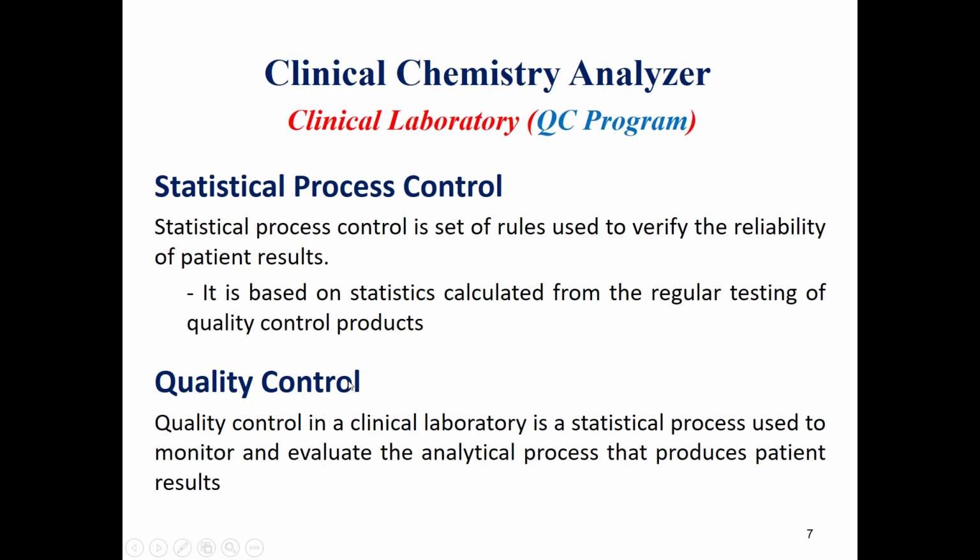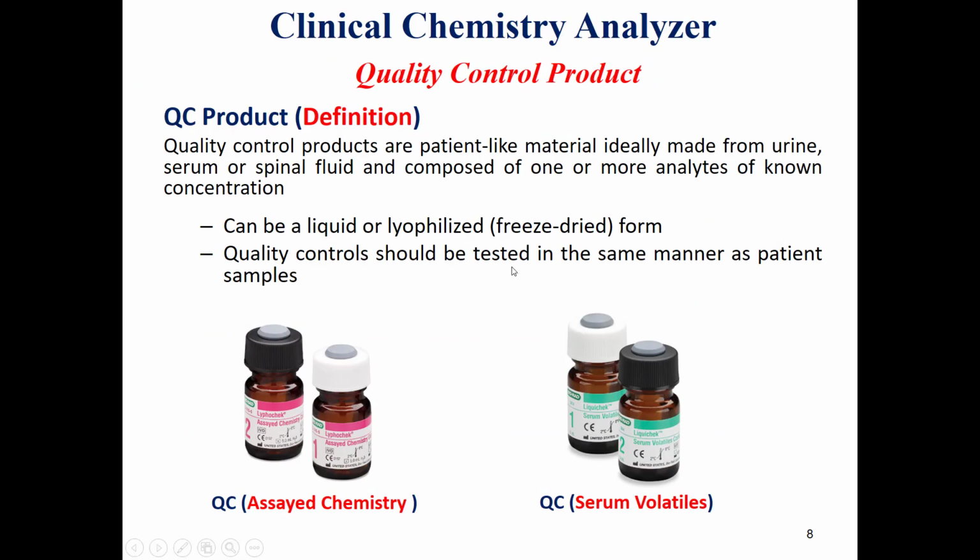Then we'll have a definition for the quality control. So what is a quality control? A quality control in a clinical laboratory is a statistical process which is used to monitor and evaluate the analytical process that produces a patient result. Now we'll talk about the quality control products, what they are and how they are classified.